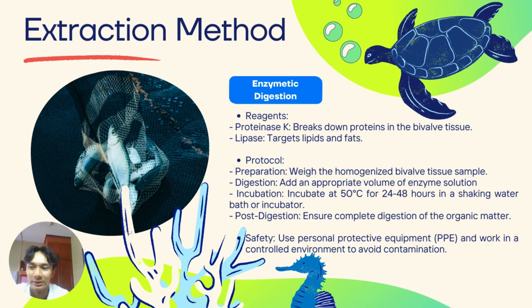As for the first one, the preparation, we must weigh the homogeneous bivalve tissue sample. And then for the digestion part, we must add an appropriate volume of enzyme solution. For example, we can add proteinase K at 1 milligram per milliliter. And then we need to incubate our sample at 50 Celsius for 24 to 48 hours in a shaking water bath or incubator. After the process is finished, we have to ensure complete digestion of the organic matter. And if needed, additional enzyme can be added and incubation can be extended.